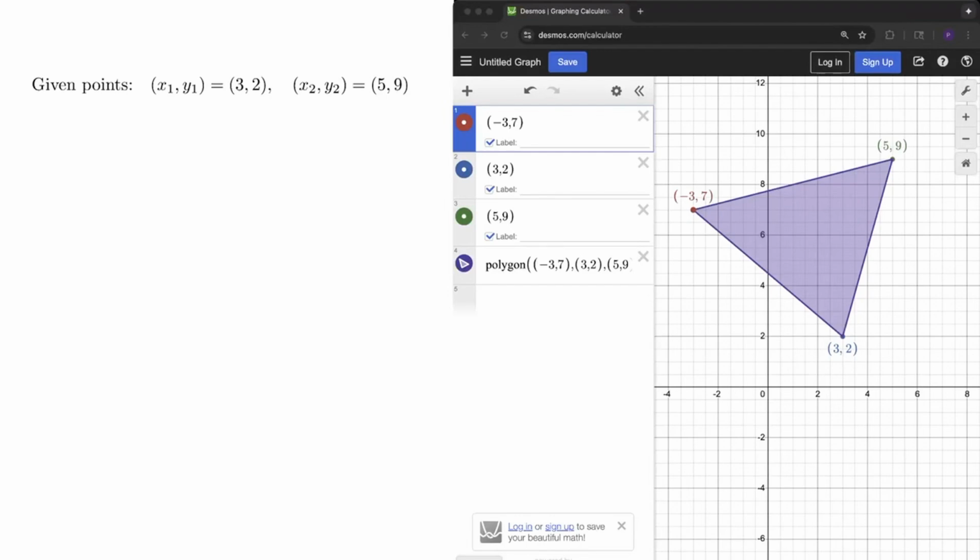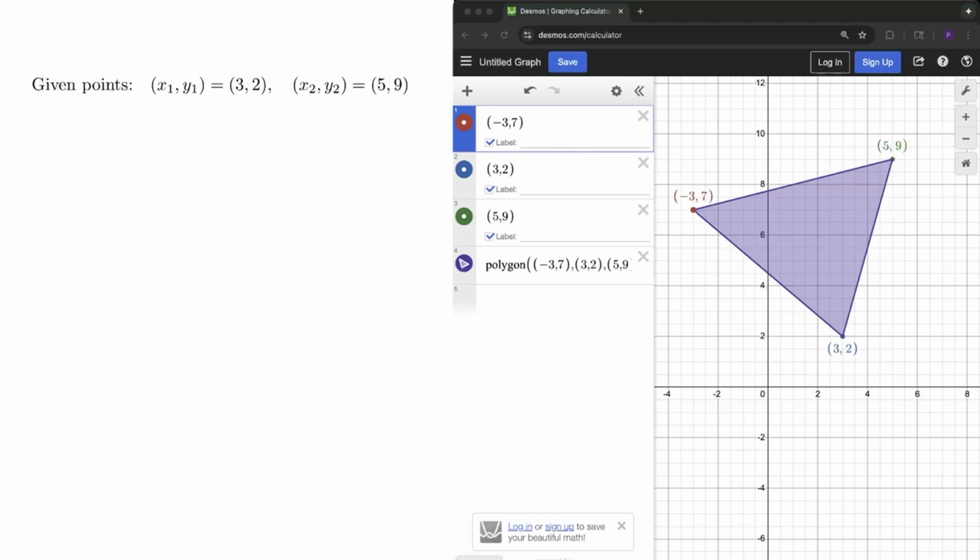Okay, so here's a demo of how to find the length of a side of a shape. As you can see, I've made a triangle in Desmos, and let's go between the two points (3, 2), in blue on the bottom, and (5, 9), labeled in green at the upper right. I'm going to call (3, 2) my first point, so x1 is 3 and y1 is 2. Then I do the same with (5, 9): x2 is 5 and y2 is 9.